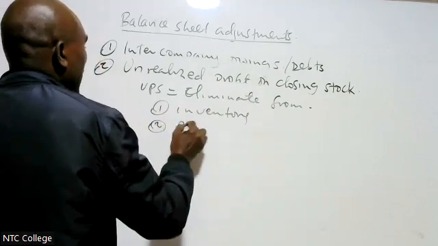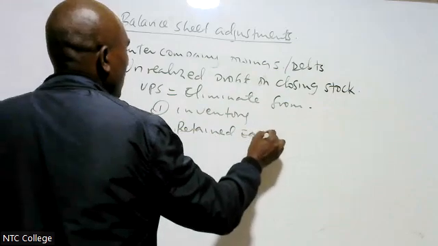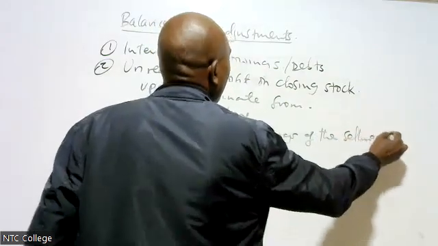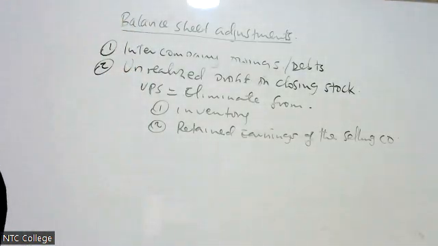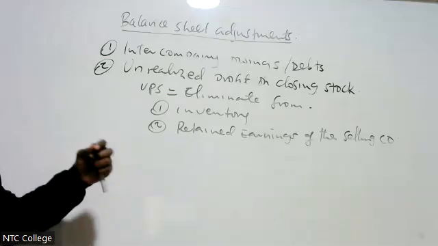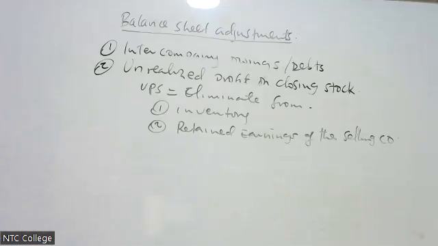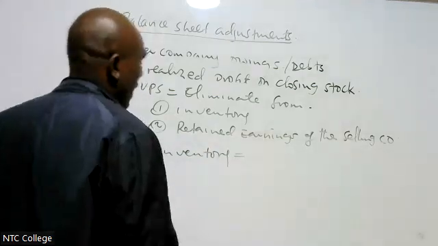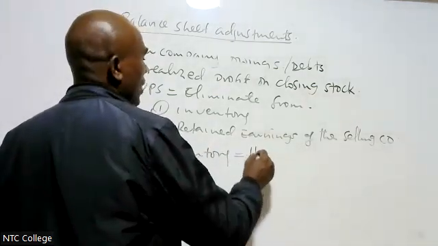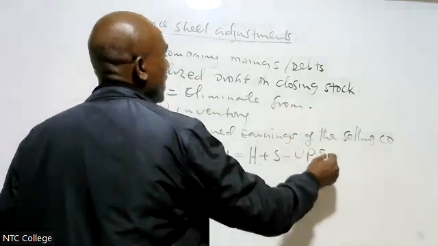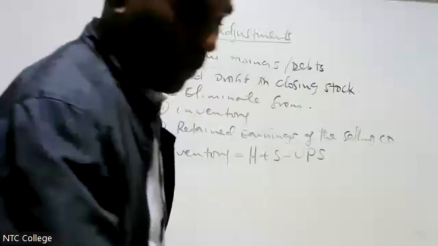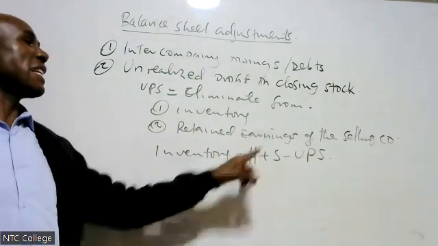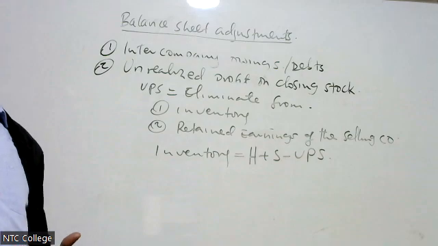Then number two, retained earnings of the selling company. You are going to subtract that unrealized profit, the UPS, from the retained earnings of the selling company. You are going to eliminate it from inventory. Therefore, if I'm consolidating inventory, I take that of H plus S minus the UPS, the unrealized profit on closing stock. And in the retained earnings also, I subtract the unrealized profit on closing stock.